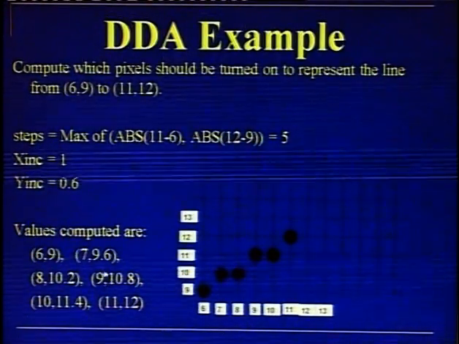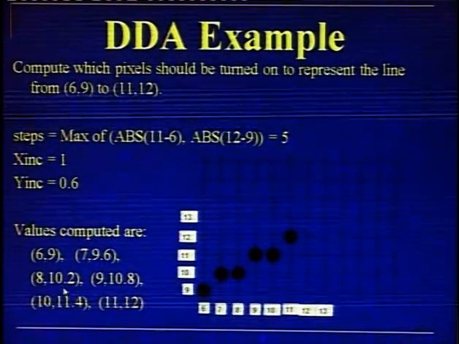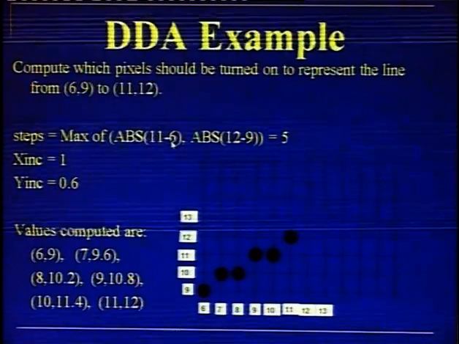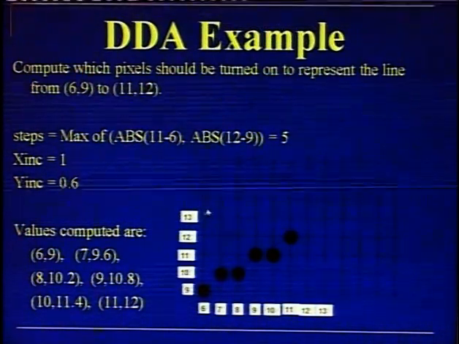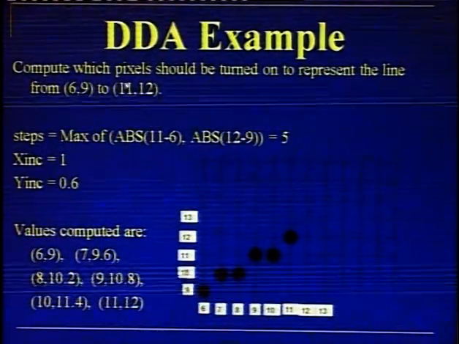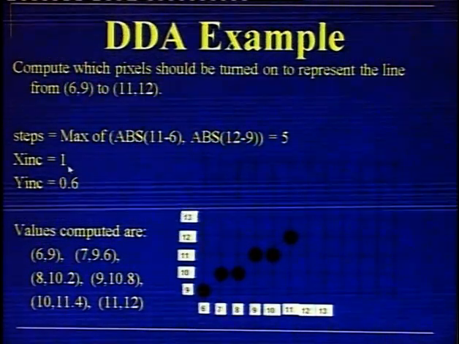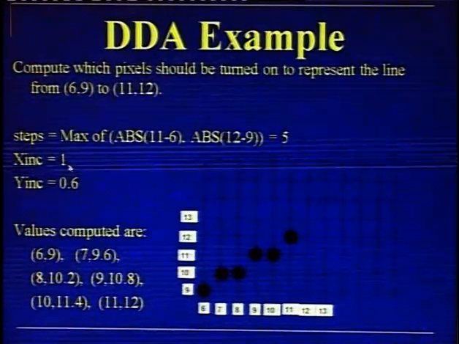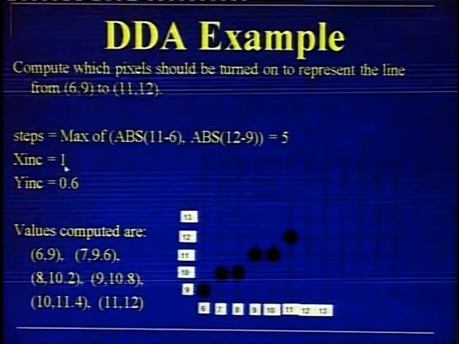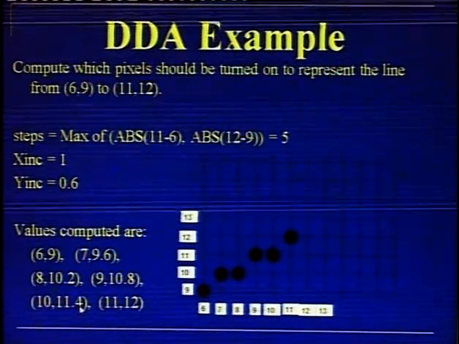This is the DDA example, and these are the values computed. You can see 9.6, 10.2, these are floating point values, and steps is equal to the maximum of 11 minus 6 and 12 minus 9, that is 11 minus 6 for the x coordinates and 12 minus 9 for the y coordinates. The maximum is the x difference, so the x increment will be 1, since whichever is highest is taken as the unit increment in the x direction. The y increment is 0.6, calculated accordingly, and the values are computed like this.